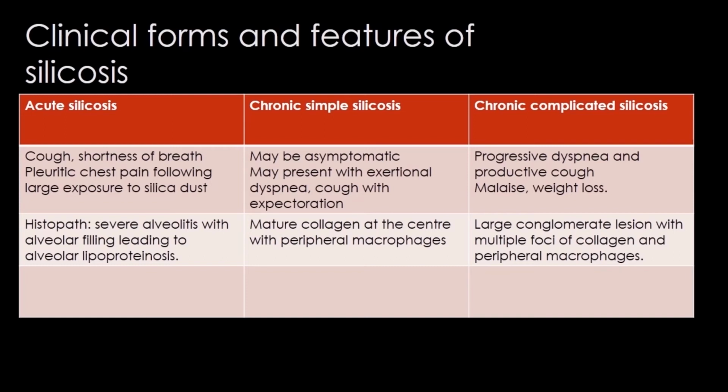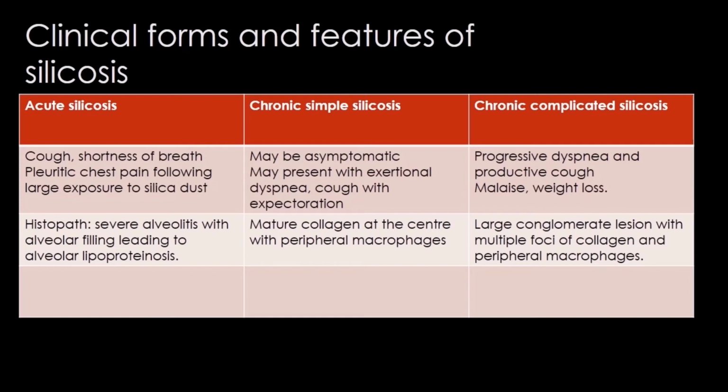Then chronic silicosis can be classified as chronic simple and chronic complicated silicosis, where the patient may be mostly asymptomatic in the case of chronic simple silicosis, and if at all he is symptomatic, the symptoms may be exertional dyspnea and cough with expectoration. Histopathologically, there will be mature collagen at the center with peripheral macrophages.